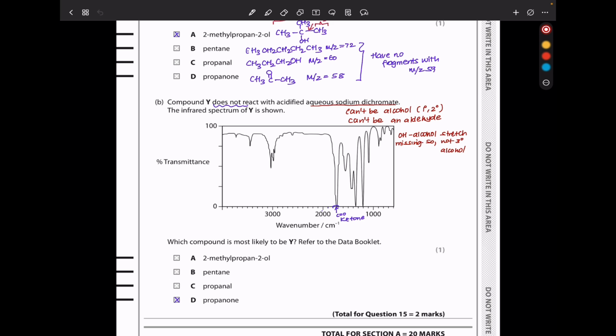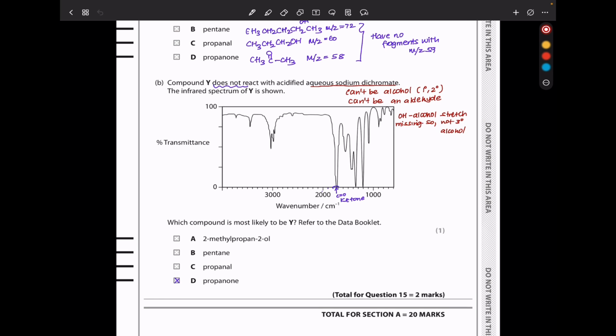In part B, compound Y does not react with acidified aqueous sodium dichromate. The infrared spectrum of Y is shown. If it does not react with acidified aqueous sodium dichromate, then it's not a primary alcohol, it's not a secondary alcohol, and it cannot be an aldehyde. But there is a possibility that it could be a tertiary alcohol.